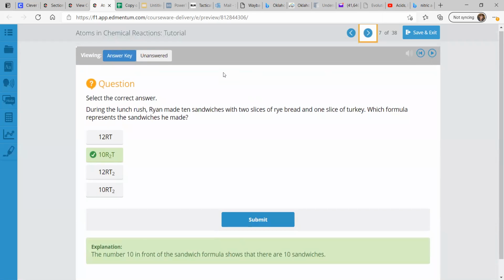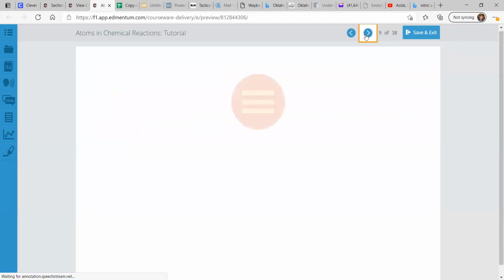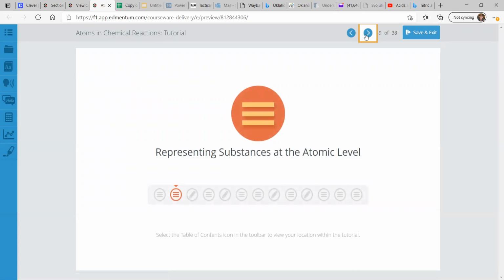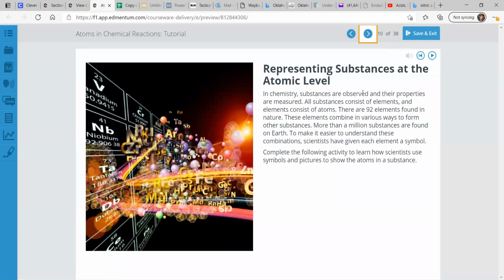During the lunch rush, Ryan made 10 sandwiches with 2 slices of rye bread and 1 slice of turkey. Which formula represents the sandwiches he made? So you can put 10 times 2 slices of rye, and 1 slice of turkey. So far, pretty easy, right? And this ties into how substances are represented at the atomic level.